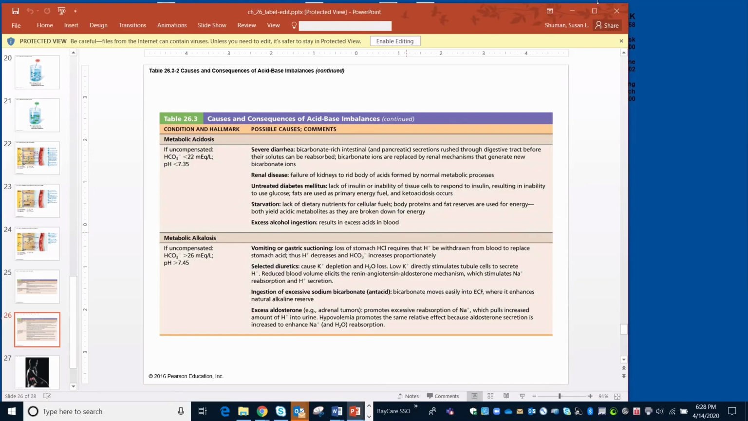So what do I call this? Give me the whole name. What kind of compensation? Fully compensated. Metabolic alkalosis. Awesome. So this is somebody who maybe is vomiting, or maybe they have an NG tube and we've been sucking out their stomach contents. Bless their hearts, we did this to them.